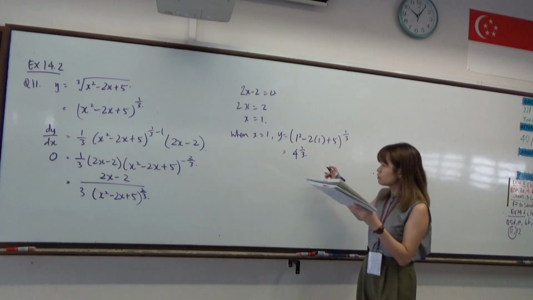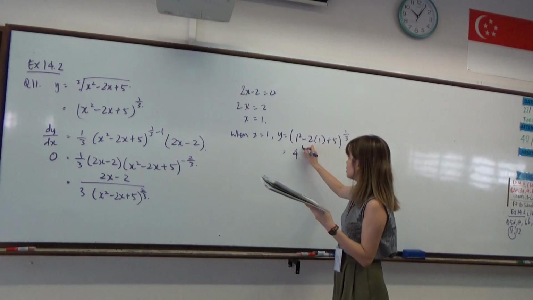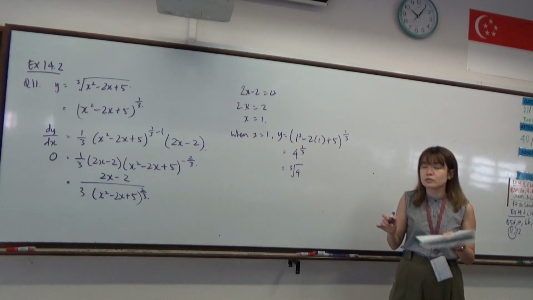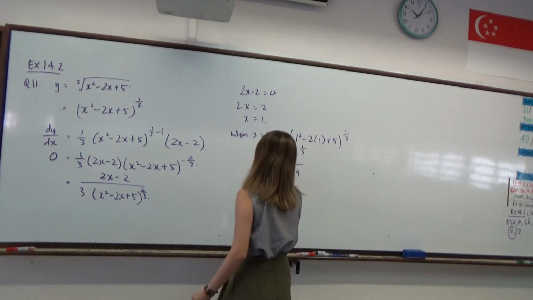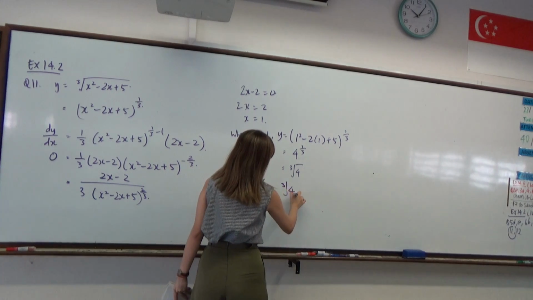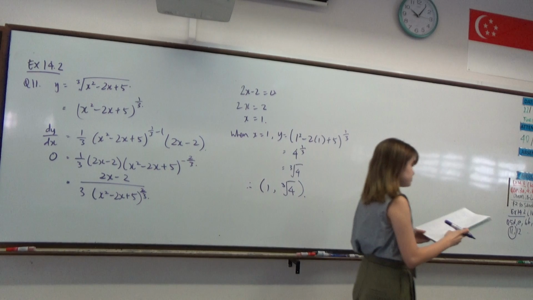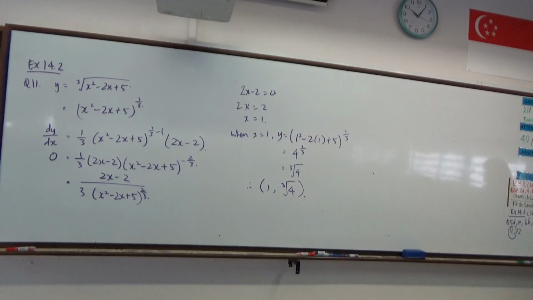So that will be 4 to the power of 1/3. Or in other words, you can also write it in this form. So the coordinates would be 1 and cube root of 4. Alright, any questions?